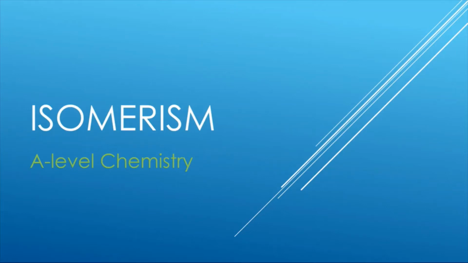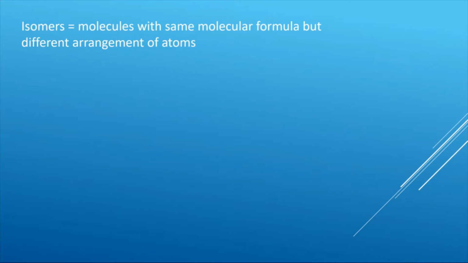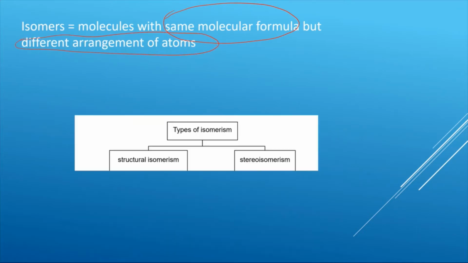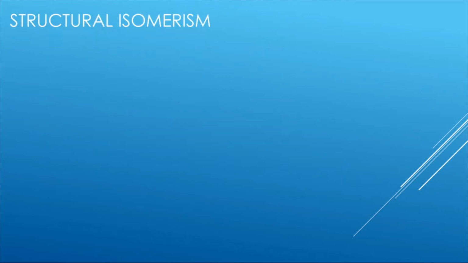In this video, I will be going through the isomerism topic of the A-level chemistry curriculum. So let's begin. Isomers are molecules which have the same molecular formula, but a different arrangement of atoms. And there are two types of isomers: one is the structural isomers, and the other one is the stereoisomers.